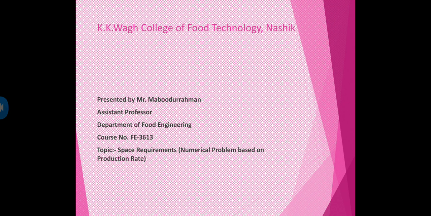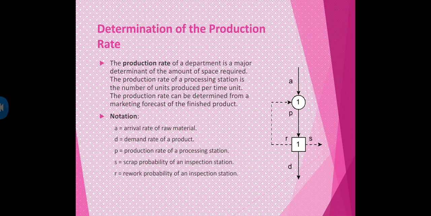Today, I will cover a numerical problem based on production rate in space requirement. First of all, you are seeing here that the production rate of the department is a major determinant of the amount of space required. The production rate of a processing station is the number of units produced per time unit. It can be determined from a marketing forecast of the finished product.